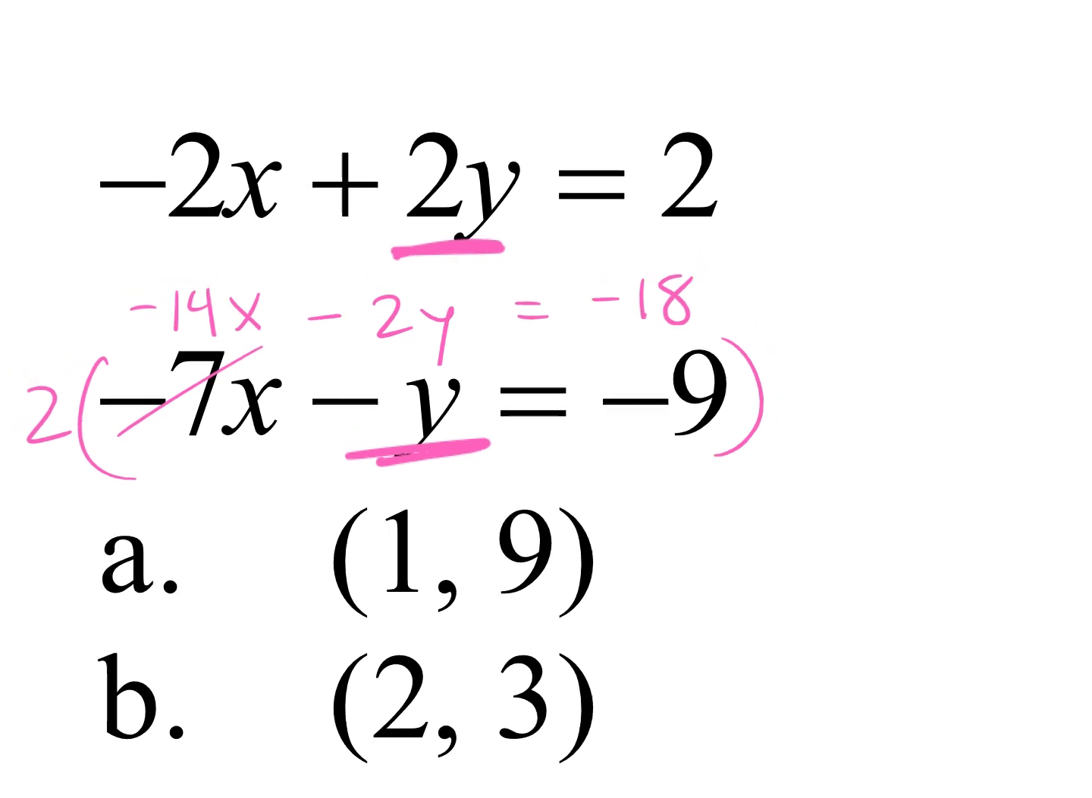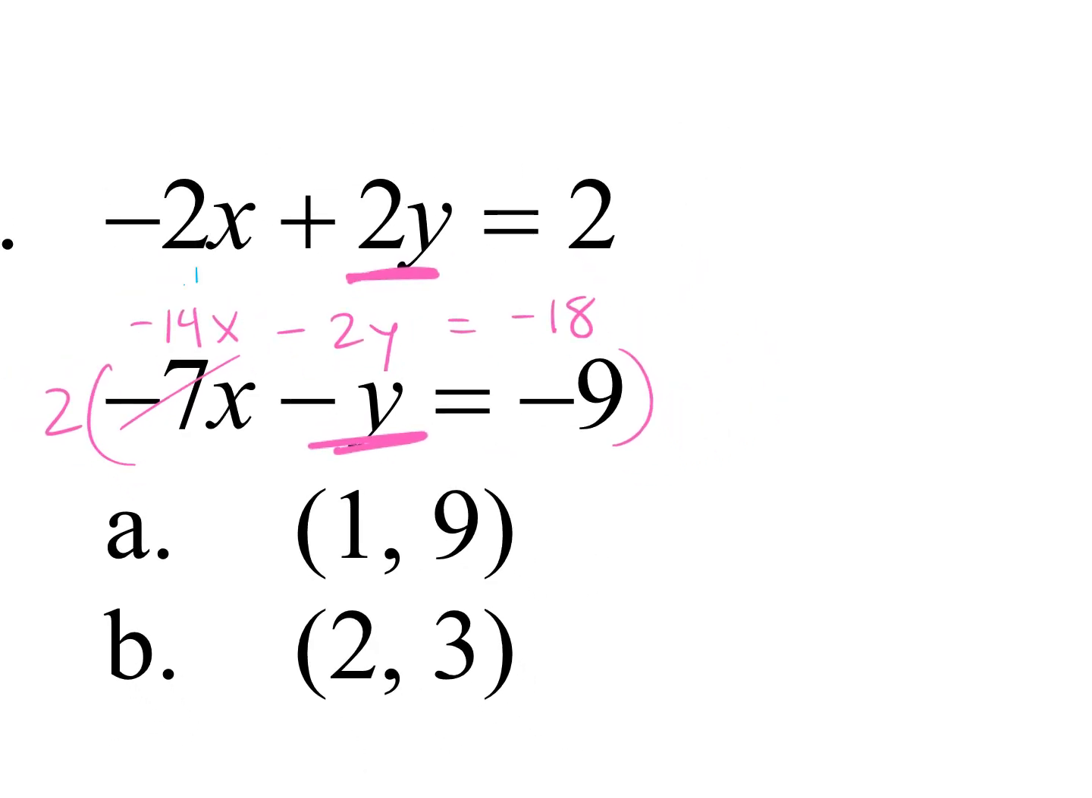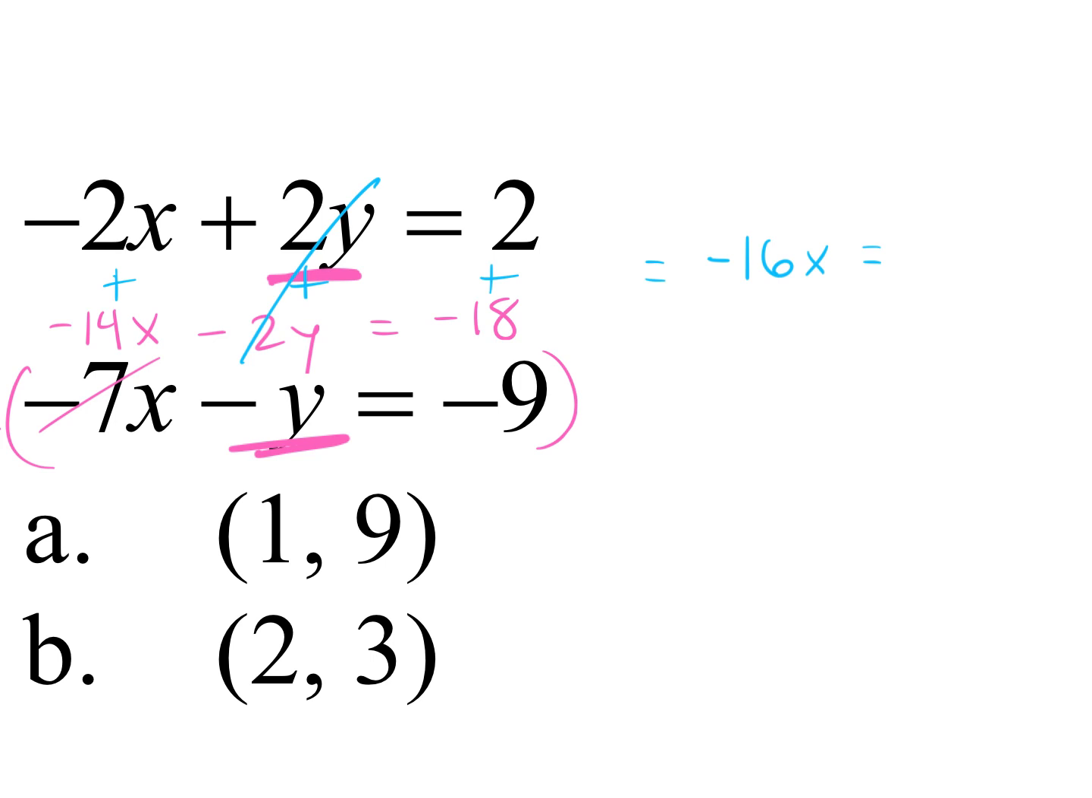Now we can combine our 2 equations. So I'm just going to add these together. Negative 2x plus negative 14x would be negative 16x. The y's cancel. This would be equal to 2 minus 18, which is negative 16. Then we're just solving for x, so divide both sides by negative 16. So what does x equal? 1. Perfect.